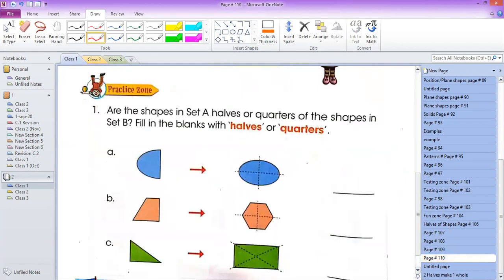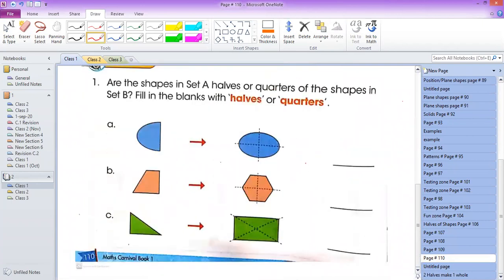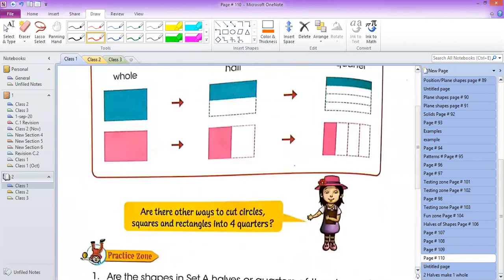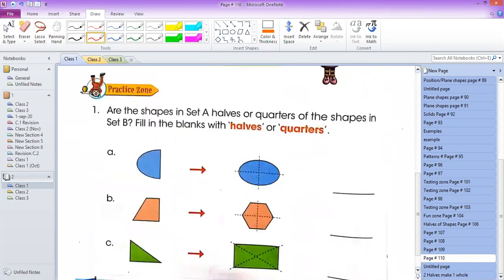Now we are going to complete the practice zone. Page number 110. Open your book, page number 110, guys. We are going to complete the practice zone. Page number 110, guys. Open it, please. Did you open it?